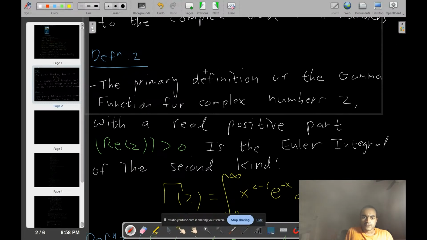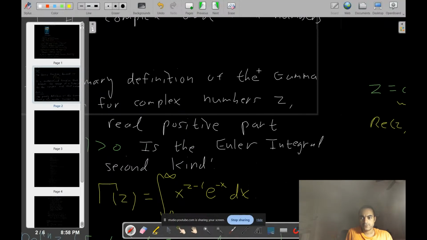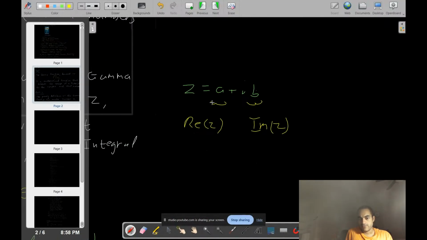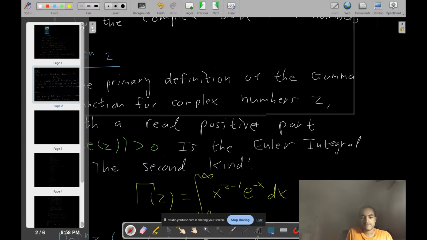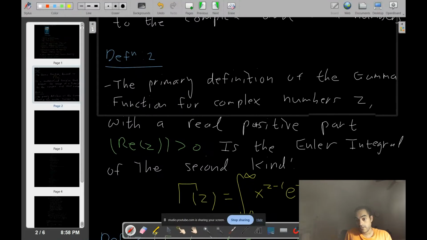Okay. So as I mentioned, Definition 2: the primary definition of the gamma function for a complex number z. For those of you who maybe had a brain fart and don't remember what a complex number is, it's always in the form z equals a plus ib. The real part is a, and b is the imaginary part, on the real and imaginary axes. You should also know that a complex number is a vector, because it's at a specific coordinate, the vector (a, b).